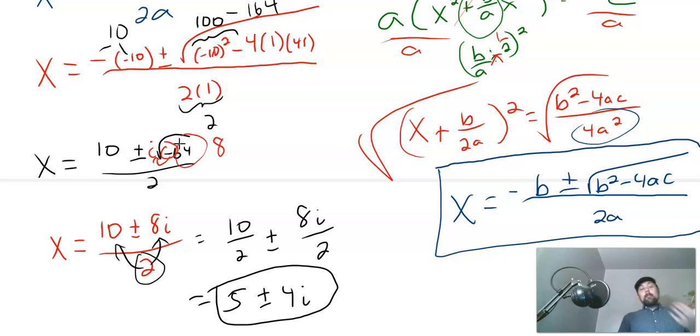Getting 64 here, you might have been happy to see that because you're like, oh, 64, I can take the square root of 64. I know what that is. It's going to be 8. But because you can simplify it, it just means there's more work.